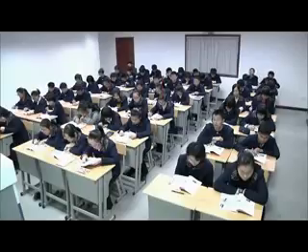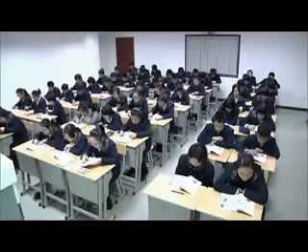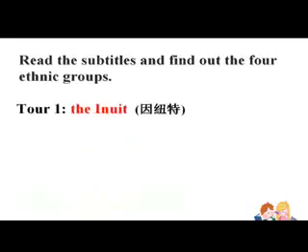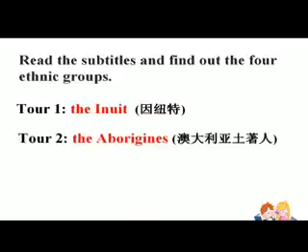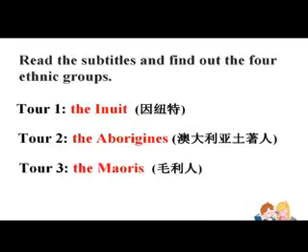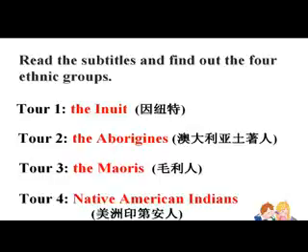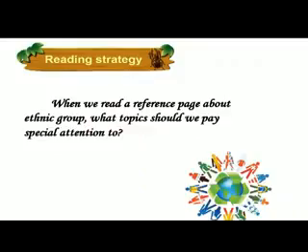Tool 1, which ethnic group? That's the Inuit. Read out to me. The Inuit. And the second one? That's the Aborigines. Read out to me. Aborigines. The third? That's the Maoris. Yes? And the last one? That's the Native American Indians. Yes? Before we get some detailed information about these ethnic groups, please look at this question.